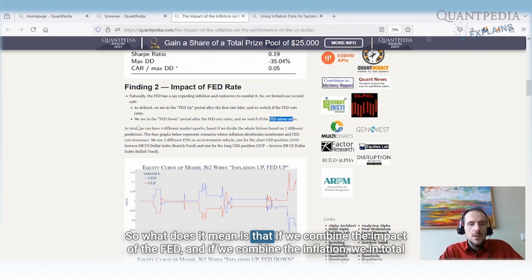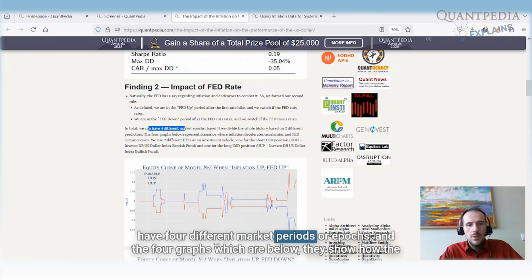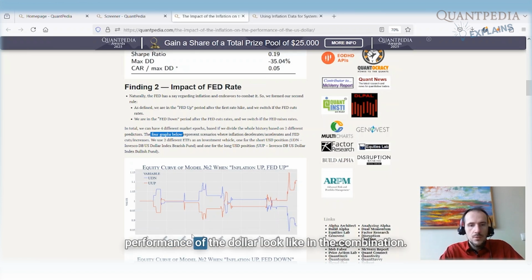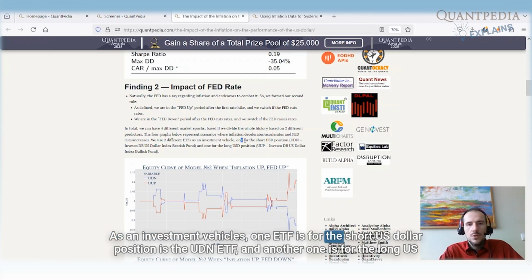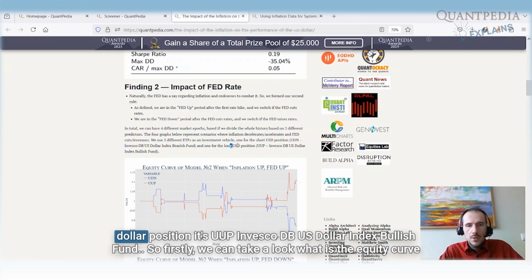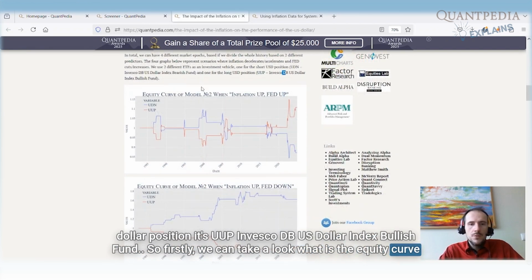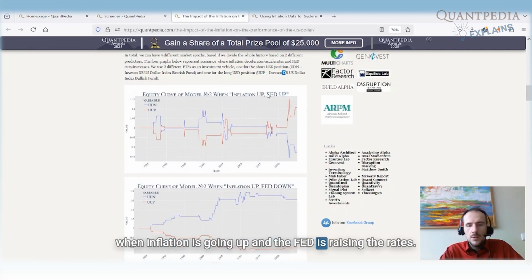So what it means is that if we combine the impact of the Fed and inflation, we have in total 4 different market periods or epochs, and the 4 graphs below show how the performance of the dollar looks in each combination. We use 2 different ETFs as investment vehicles. One ETF is for the short US dollar position, the UDN ETF, and another one is for the long US dollar position, UUP, the Invesco DB US Dollar Index Bullish Fund. So firstly we can take a look at the equity curve when inflation is going up and the Fed is raising the rates.